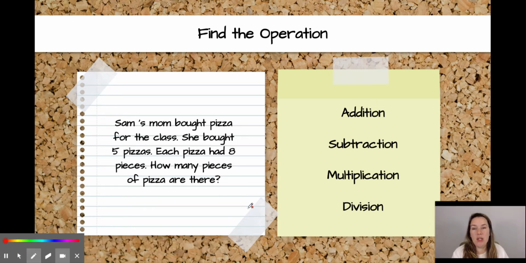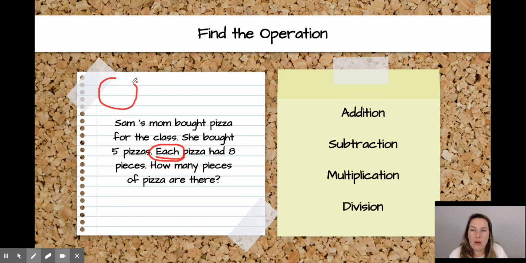What you want to pay attention to here is that you have a set of words talking about each pizza. So when I think of each pizza having 8 slices, I am visualizing in my mind 5 pizzas, and each one being cut into 8 slices.